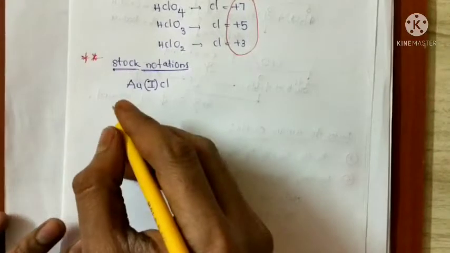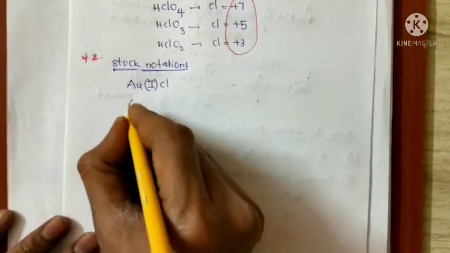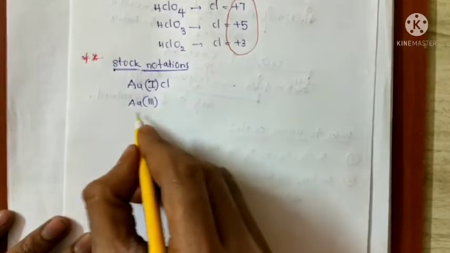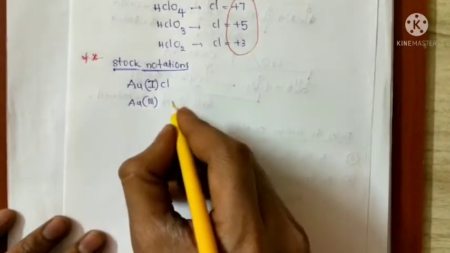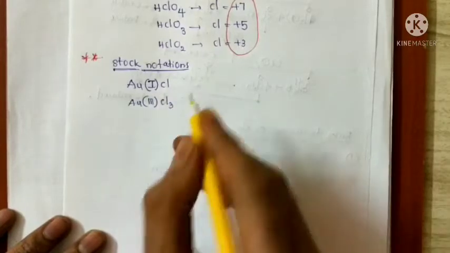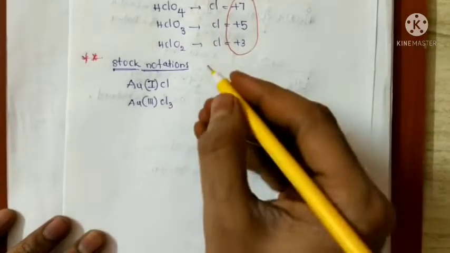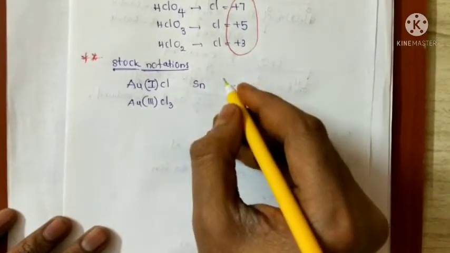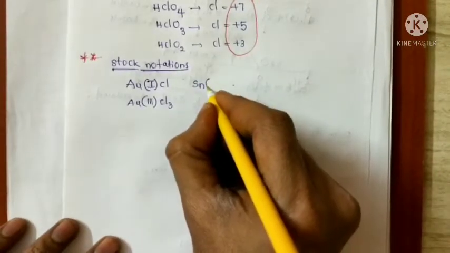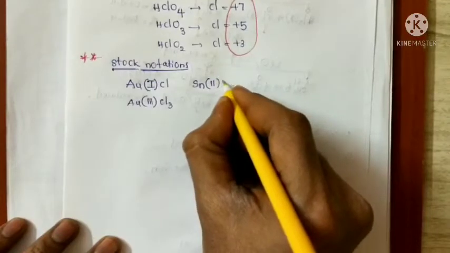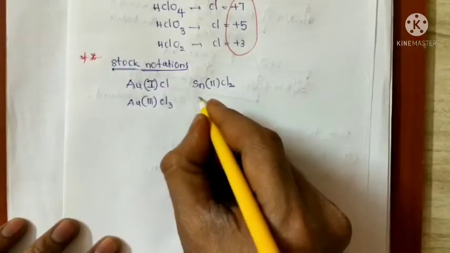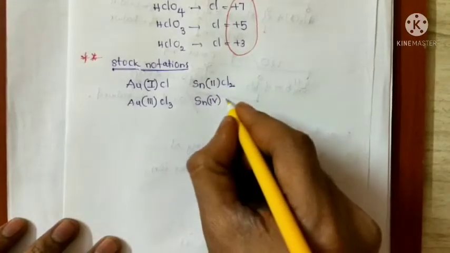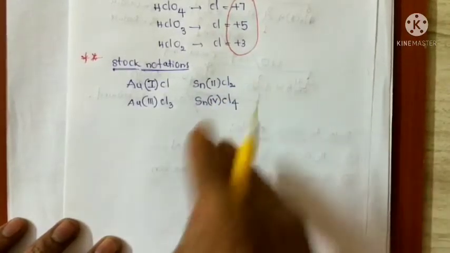Next is auric chloride, where the Roman numeral is III, so gold exhibits the +3 oxidation state. Next, stannous chloride, SnCl2, which we already know from redox reactions. And next is stannic chloride, with the +4 oxidation state.